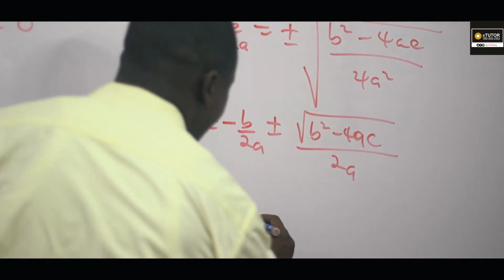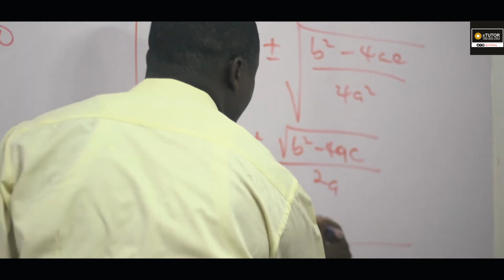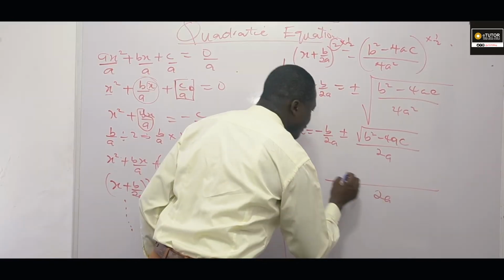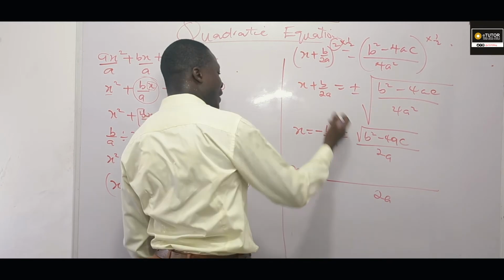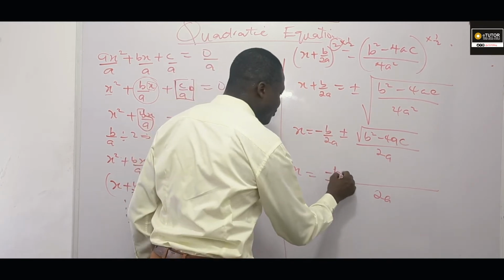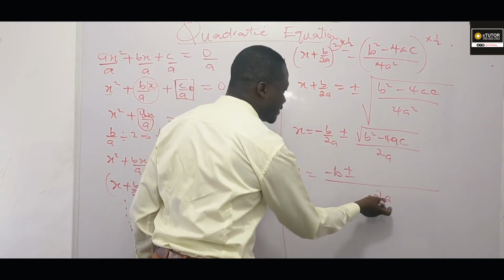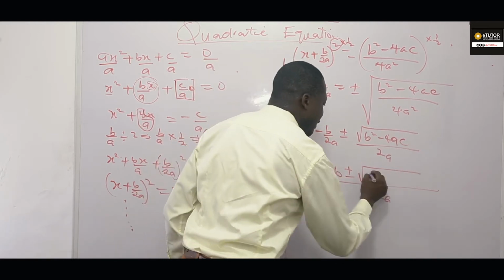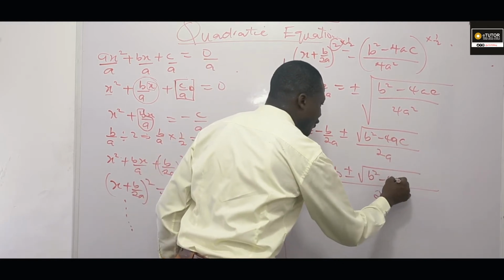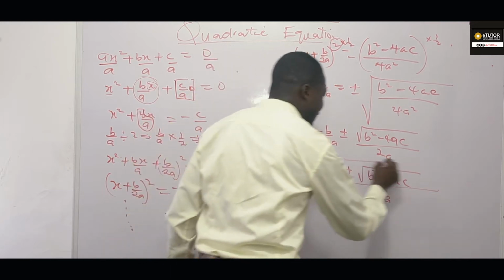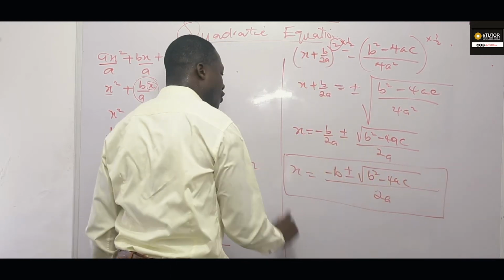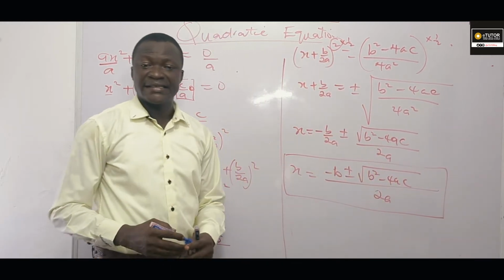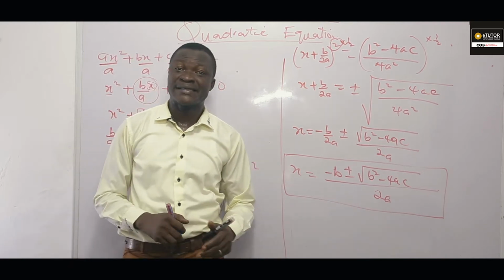Finally, we can take the LCM between this and this, which is what? 2a. 2a and 2a, 1. 1 times minus b plus or minus, 2a in this times this, same thing as this. You have b squared minus 4ac. If you look at it critically, this is what you students call the almighty formula. And as I said earlier, there's nothing like almighty about it.